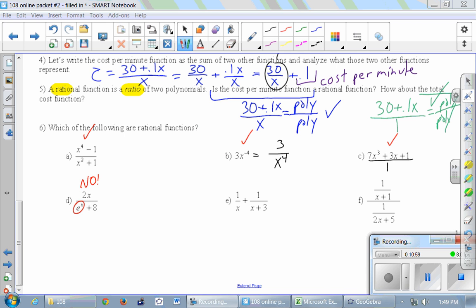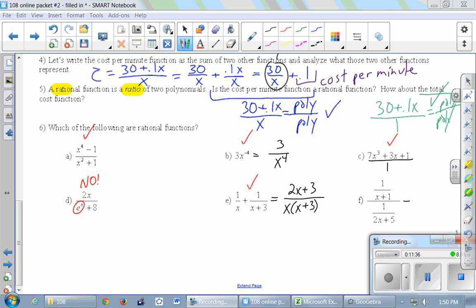Part E, 1 over x plus 1 over x plus 3. If you didn't do this before, I'm going to encourage you right now to combine those two fractions. So pause the video and see if you can fill in that blank and make this one fraction. Okay, so hopefully you were able to combine those two fractions by finding the lowest common denominator. And now that it's written in this form, it's a polynomial divided by another polynomial. That makes it a rational function.